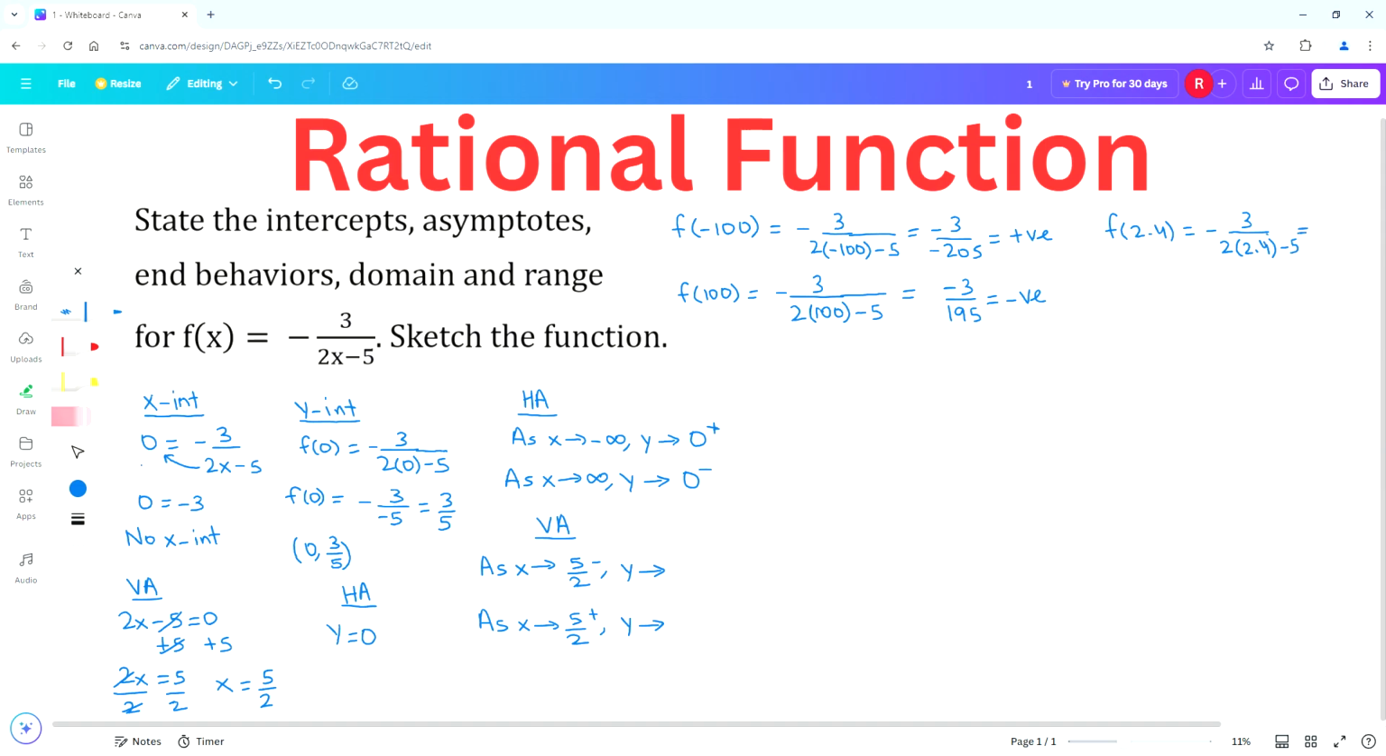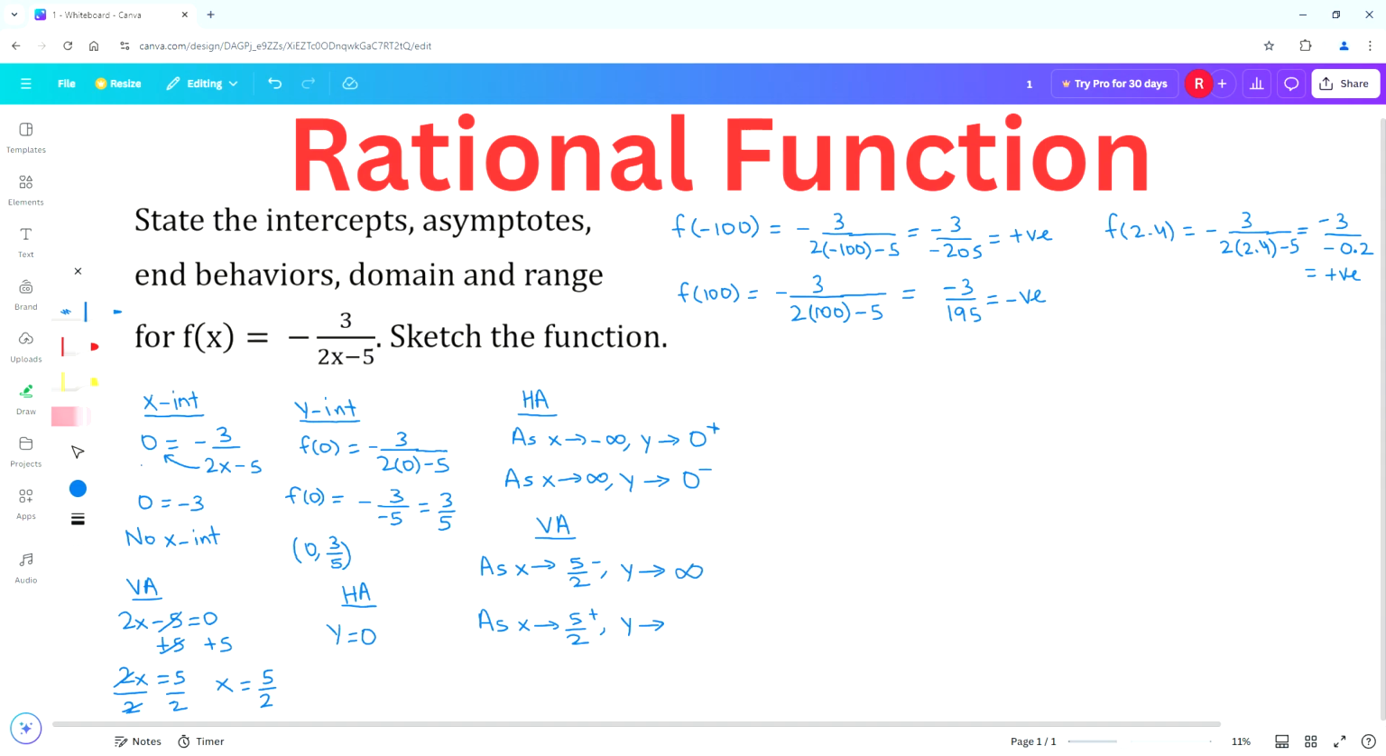In the denominator, 2 times 2.4 is 4.8. 4.8 minus 5 is equal to negative 0.2. So the overall value will be positive. That means y approaches positive infinity.